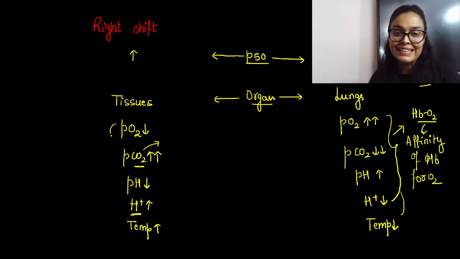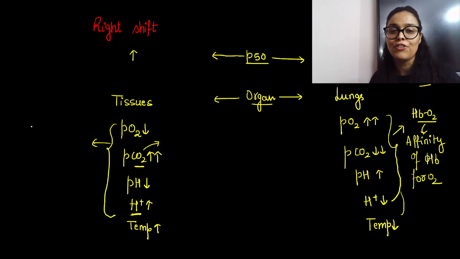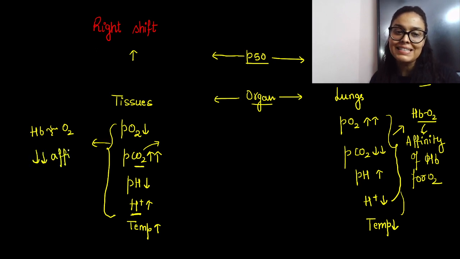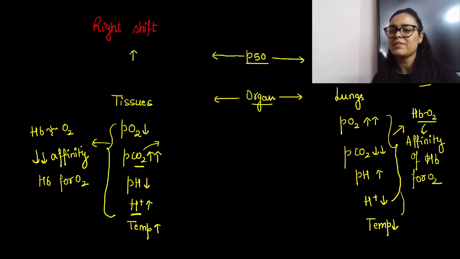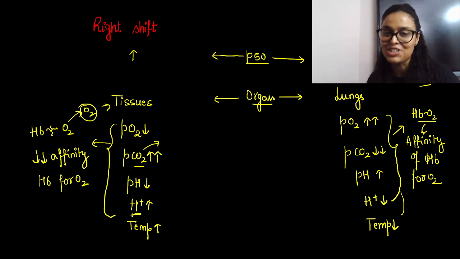Whereas in the tissues, all these conditions are responsible for the dissociation of hemoglobin from oxygen. So they are breaking the bond of hemoglobin with oxygen. That means all these conditions are decreasing affinity. Affinity means attraction. Hemoglobin is not liking the oxygen anymore, right? So they decrease the affinity of hemoglobin for oxygen. Hemoglobin is like, I don't like you now, you just go to the tissue. So hemoglobin donates oxygen to the tissues, because all these conditions are acting as a villain in their love story, right?